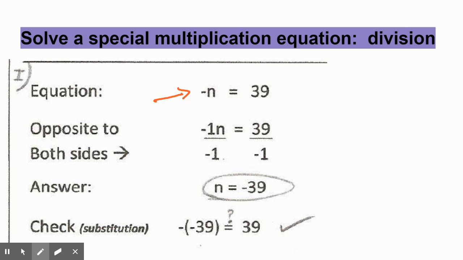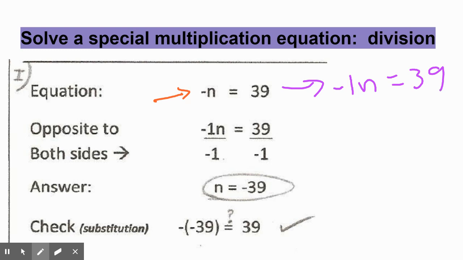Because really that negative n, or that opposite of n, means that the coefficient, the number in front of the variable n, is a negative 1. So what I always tell students to do is whenever you see an equation like that, go ahead and rewrite it just like I have here, with that negative 1 as your number in front of the variable, the coefficient. And then you know what to do.